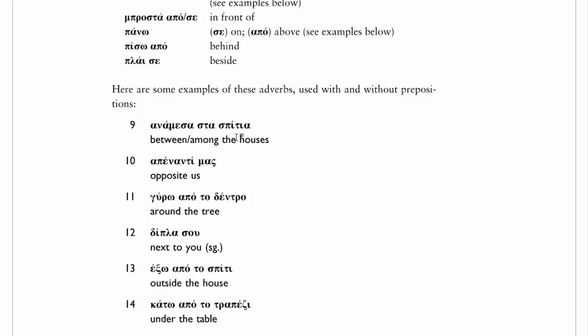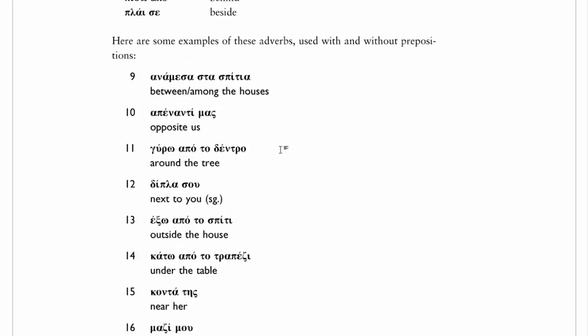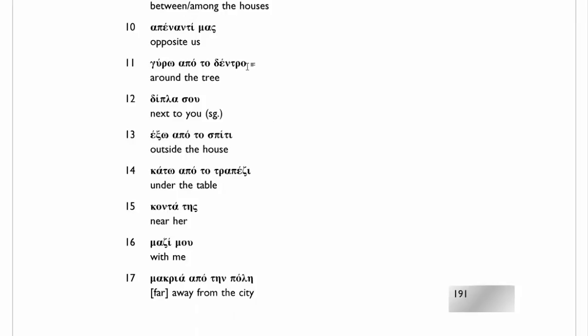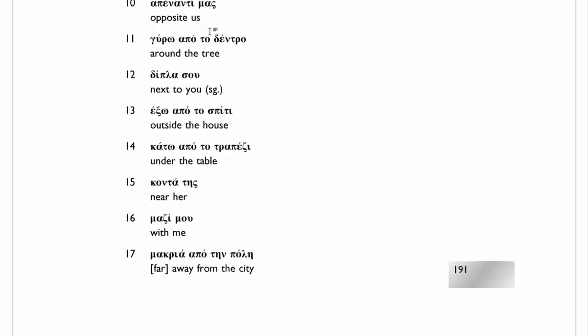Ανάμεσα στα σπίτια, between, among the houses. Απέναντί μας, opposite us. Γύρω από το δέντρο, around the tree. Some people would pronounce this dentro, but I don't know. Sometimes you may hear pronunciations of nt as just d, and sometimes you would hear nd. So it could be dentro or dendro. I'm still to find out if this is a regional thing or if there's anything else that would influence the difference in pronunciation. Δίπλα σου, next to you, singular.